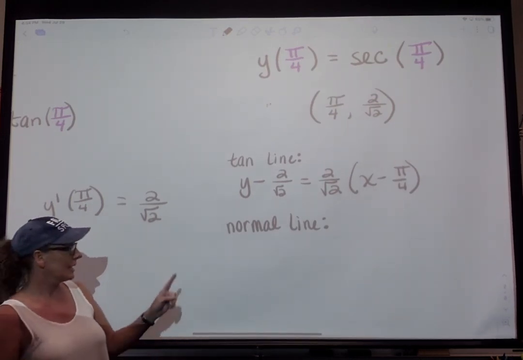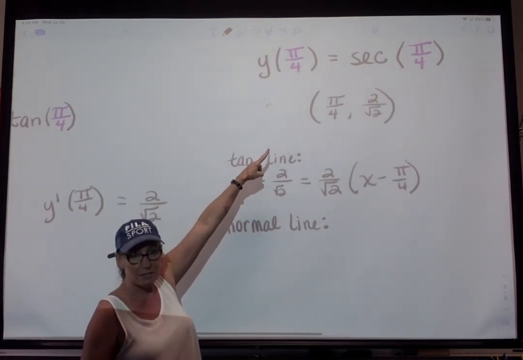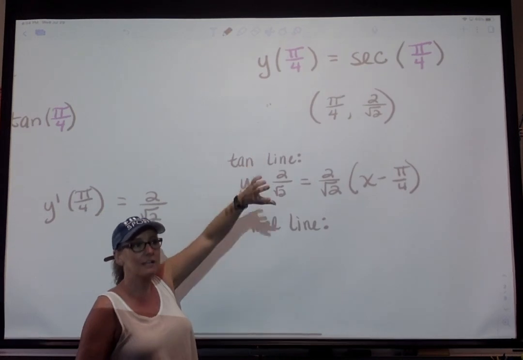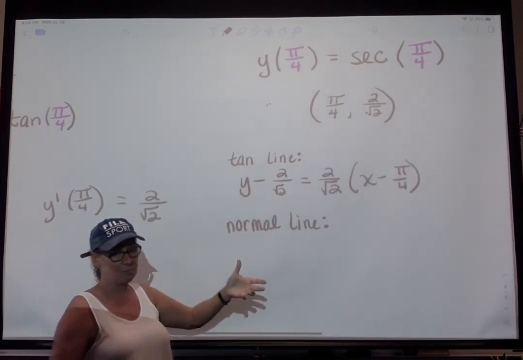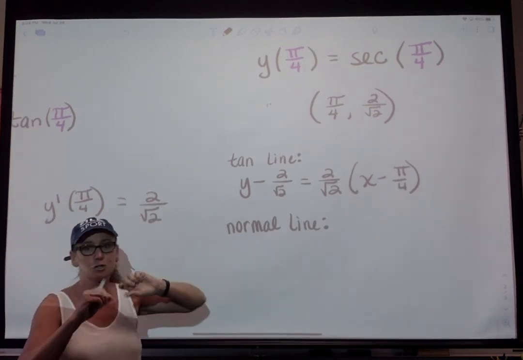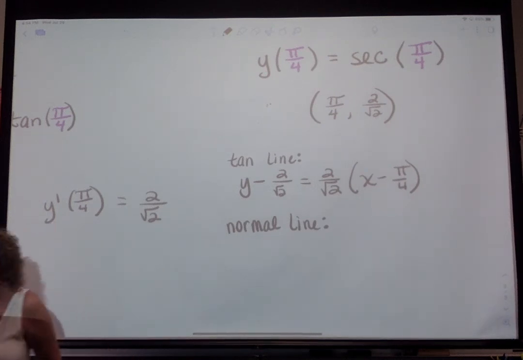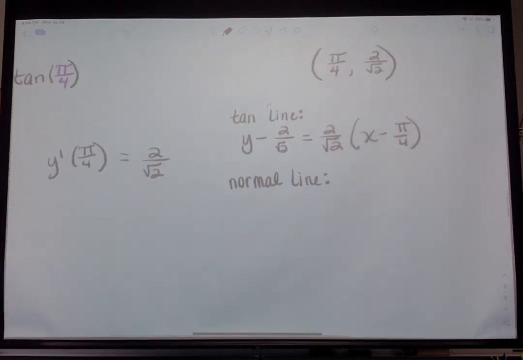Normal line. Again, normal line is going to pass through the same point, but its slope, the line is going to be perpendicular. So I need you to take this slope and do perpendicular on it. So flip it and negate it. Here I go. Normal line. Y minus. Same y value. Different slope.